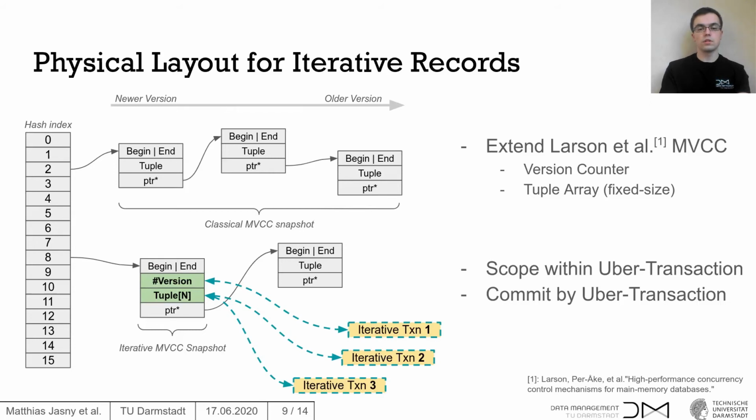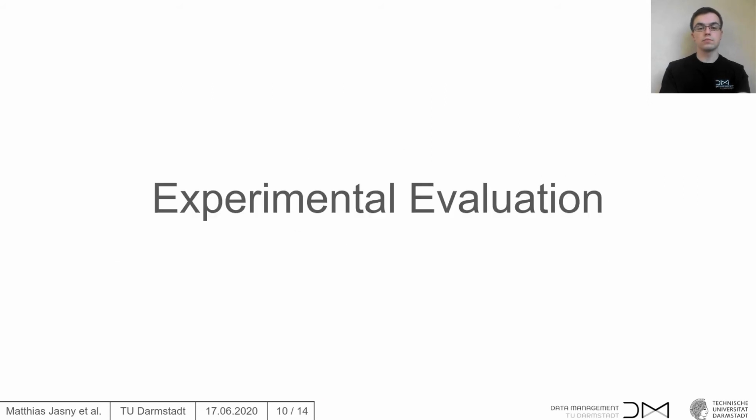These iterative snapshots are scoped under one Uber transaction so that multiple iterative transactions can access the same snapshot. After all iterative transactions finish, the modified snapshots are committed by the Uber transaction to the table and become visible to other transactions. We conducted an extensive evaluation of DB4ML with two use cases. First PageRank and second stochastic gradient descent. For time reasons, we will concentrate on two significant results.